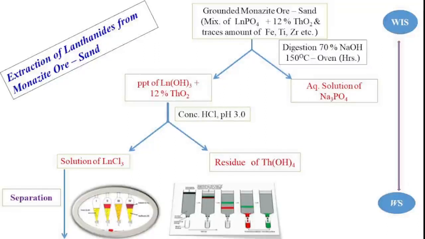So the thoria is separated out in the form of thorium tetrahydroxide, while the lanthanum reacts with hydrochloric acid to form lanthanum chlorides in the aqueous phase, and afterwards these lanthanum chlorides can be separated with the help of a solvent extraction technique, in which we can separate out each lanthanide very simply.